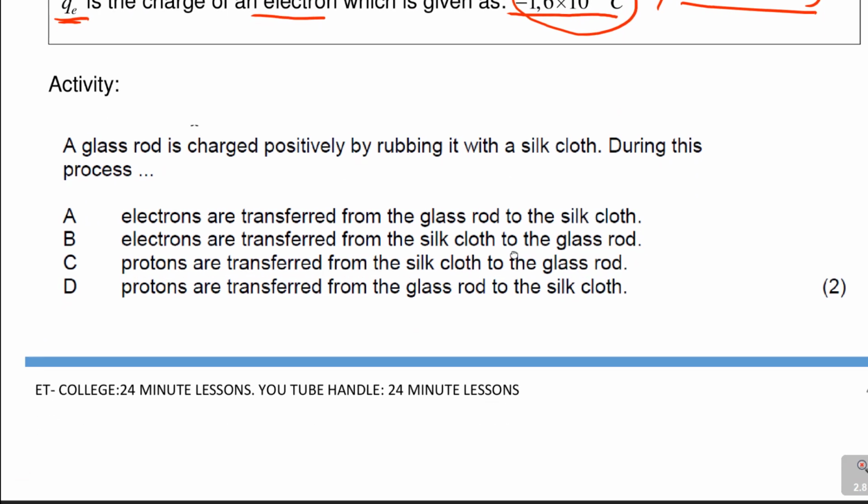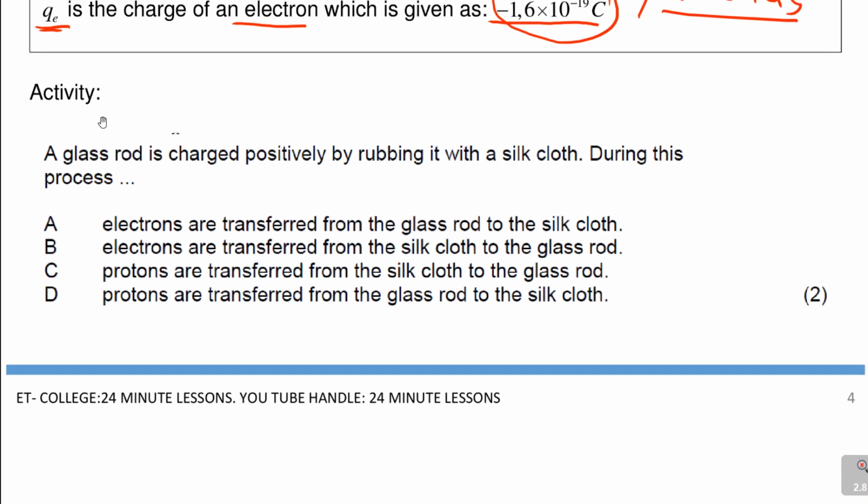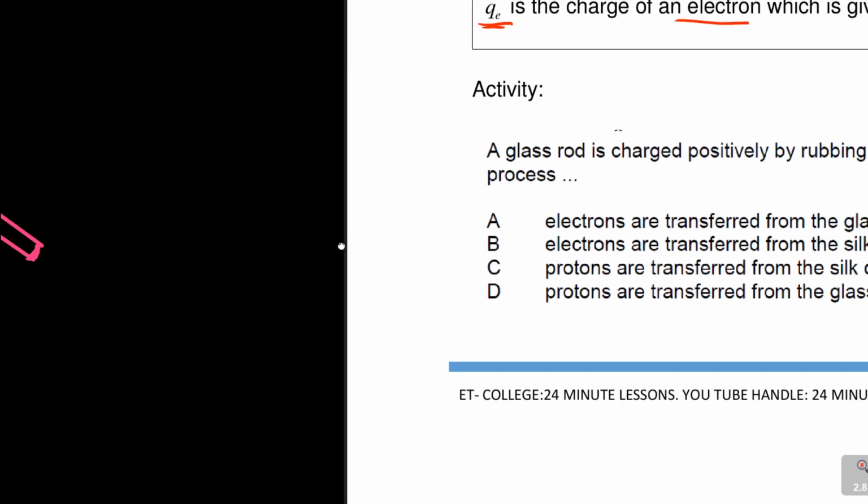So now let's look at a few questions that involve what we just learned, and also some of the information that you can benefit from the previous lesson. For example, look at this question. It's an activity here. It says a glass rod is charged positively by rubbing it with a silk cloth. During this process, let's demonstrate that. So you have a glass rod here. What are they saying? They are saying this rod is charged positively.